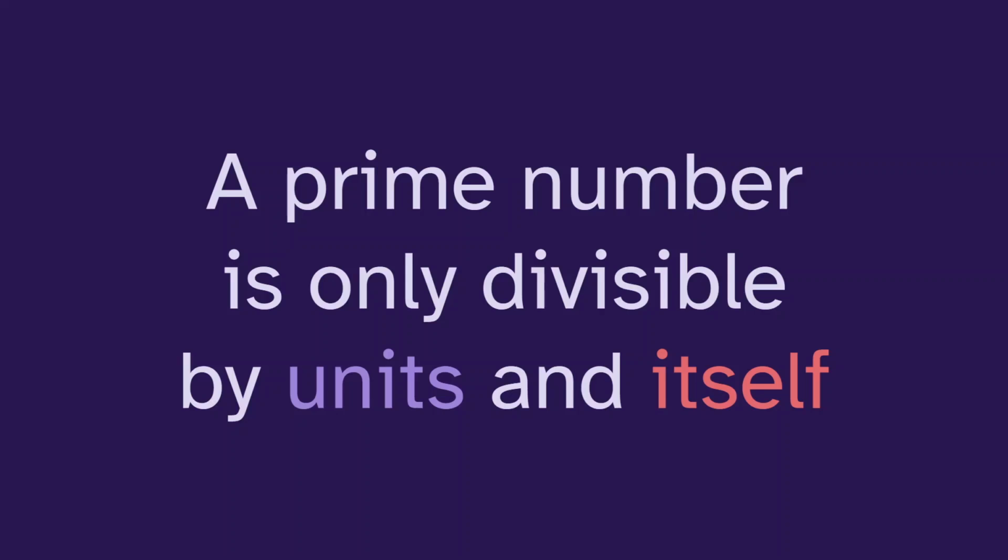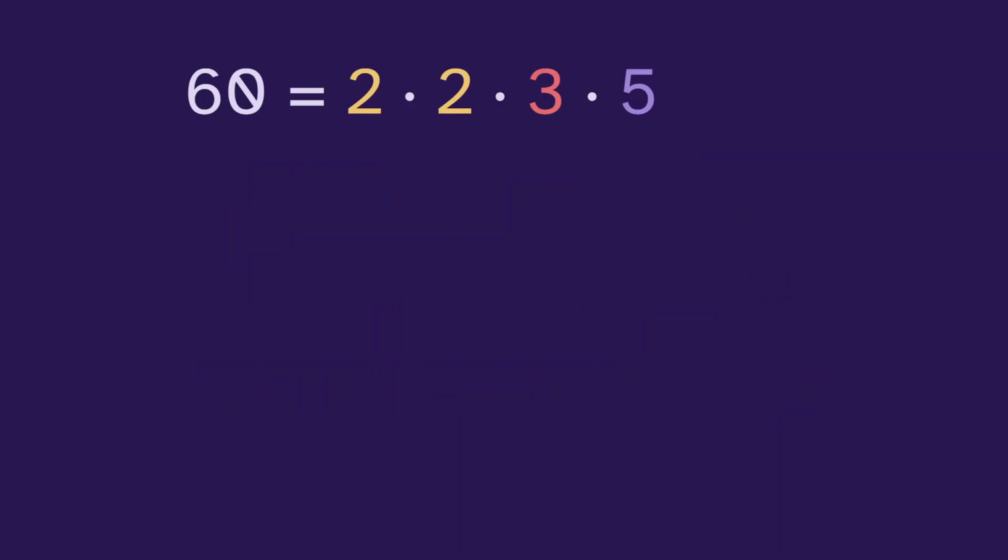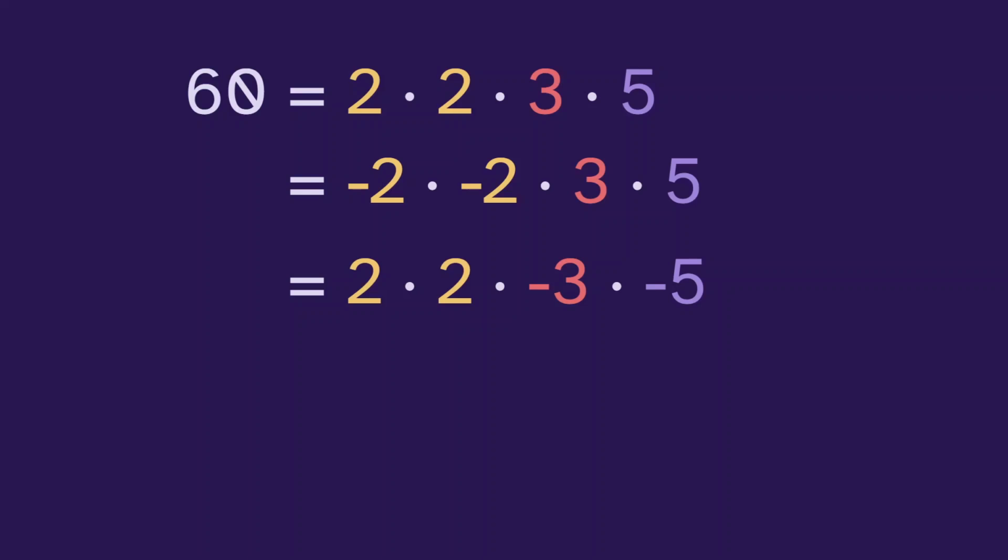Okay, so now with this adjustment, do primes work across all integers? Well, let's go back to our prime factorization of 60. We could also write this as negative 2 times negative 2 times 3 times 5, or 2 times 2 times negative 3 times negative 5, or we could make them all negative. And so, even accounting for the units, we've lost the unique factorization. But all of these factorizations have the same pattern. It's just each number is either positive or negative.